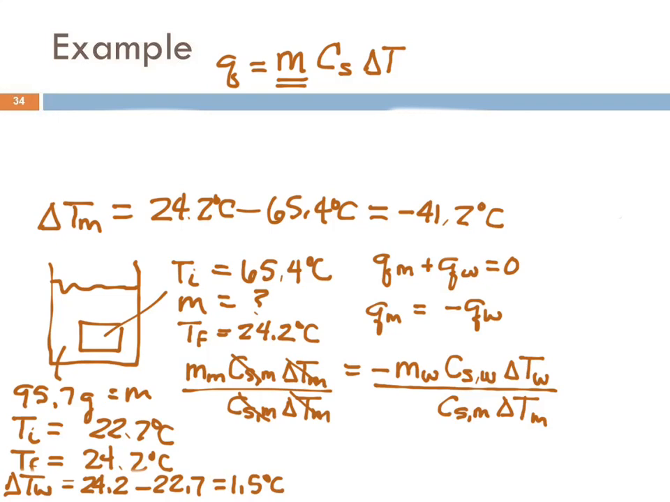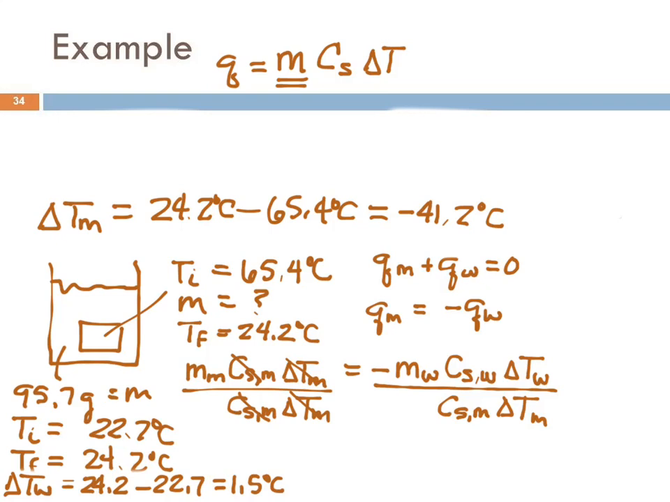One of the delta Ts is positive and one is negative, because one's going up and the other's going down. They have to be opposite in sign. If you don't end up with a negative delta T somewhere, then you're doing something wrong.